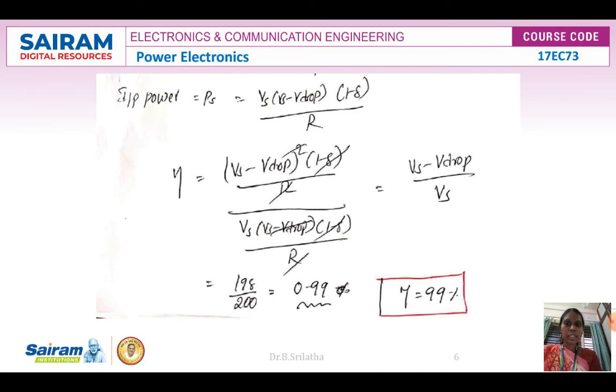Next, same thing: the input power Ps is nothing but Vs. Here the input Vs is the same, while for the output we substitute Vs minus V drop.